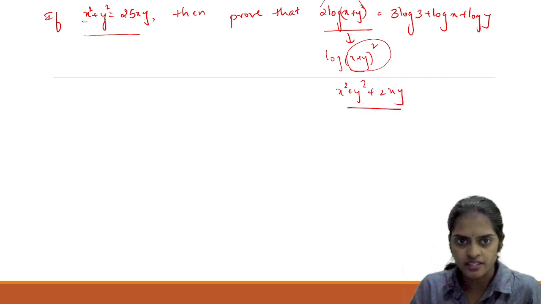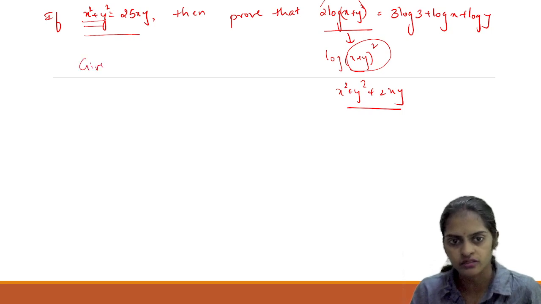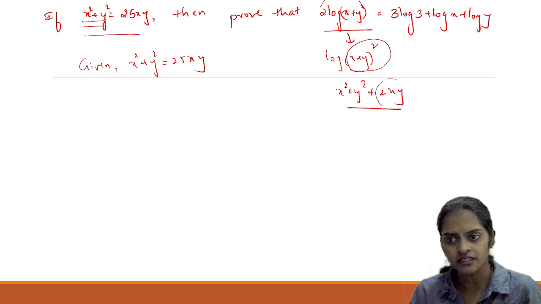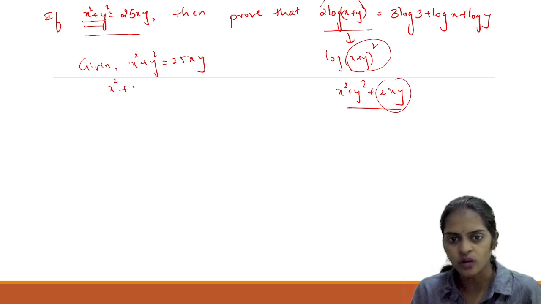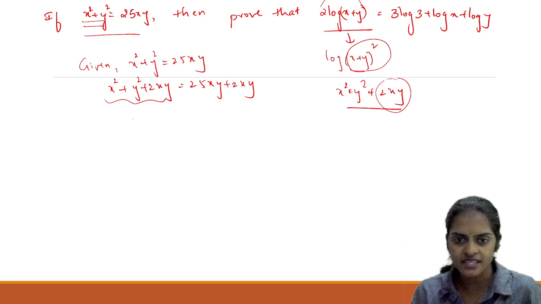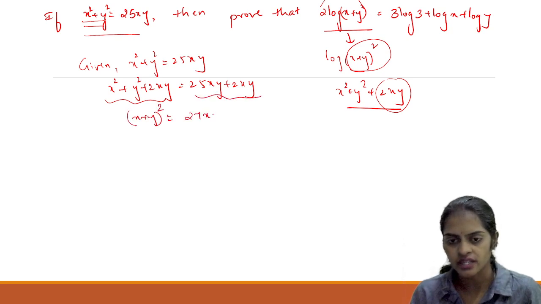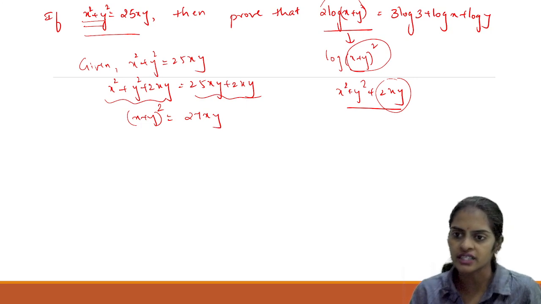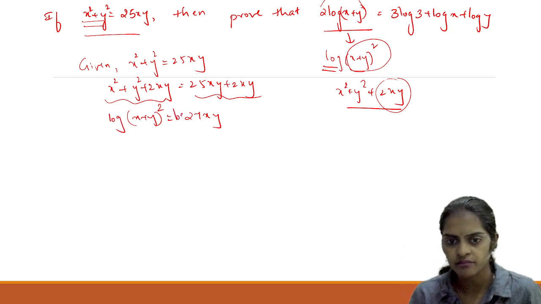So if you just observe, x square plus y square is there in what is given to you. Given x square plus y square equal to 25xy. So x square plus y square is there. What is missing? 2xy. So that 2xy you add on both the sides. Understood? Once you analyze your LHS, then you know that 2xy I should add. Now this is nothing but x plus y whole square formula. This is nothing but 27xy. Now apply logarithm. What else is missing here? Logarithm. So log on both the sides I apply.